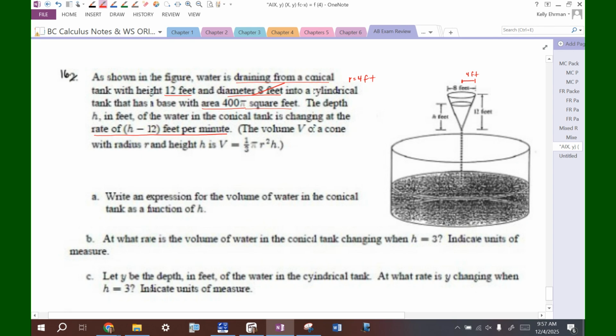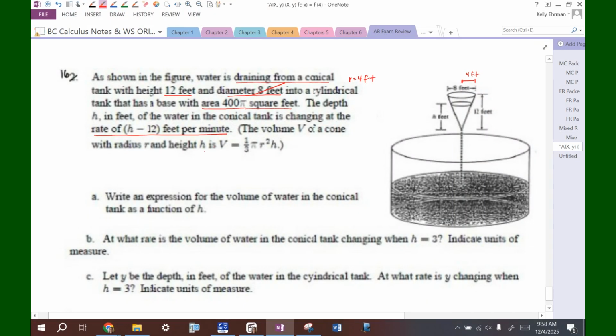And let's think about that. Do we need to make that negative? Because the conical tank is draining, but remember, its max height is 12, and any height you plug in after that will be something less than 12. So h minus 12 will come out negative. So we do not have to put a negative sign in there.